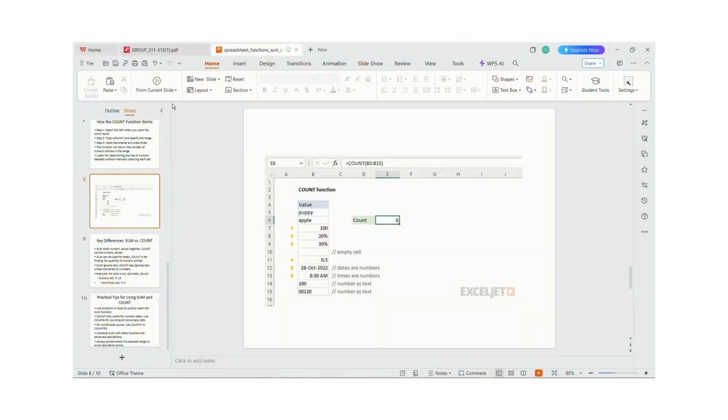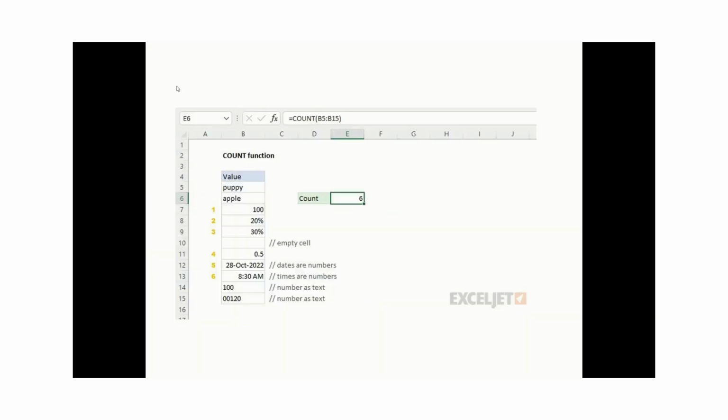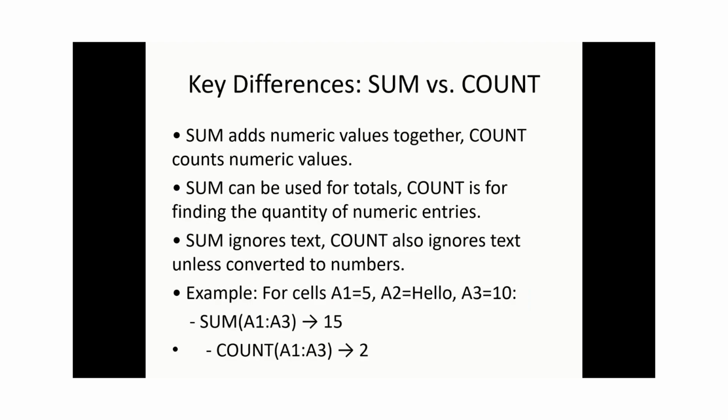So this is an image from a count function. Key differences: sum versus the count function. The sum adds numeric values together, and can be used for totals. Count is for finding the quantity of numeric entries. The sum ignores text. Count also ignores text.